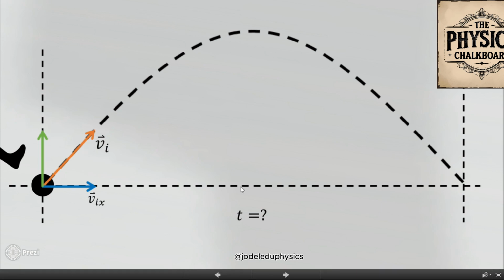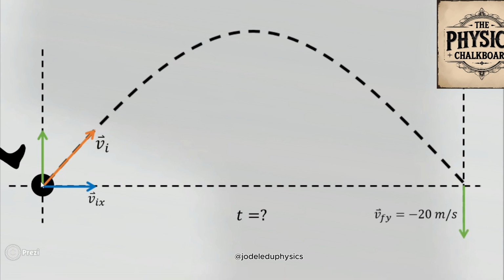So if the ball starts at positive 20 meters per second, it will have negative 20 meters per second when it comes back to the same level. The time of flight is the time to change the vertical velocity from 20 meters per second to negative 20 meters per second. Try to make sense of that before you look for a formula to use.